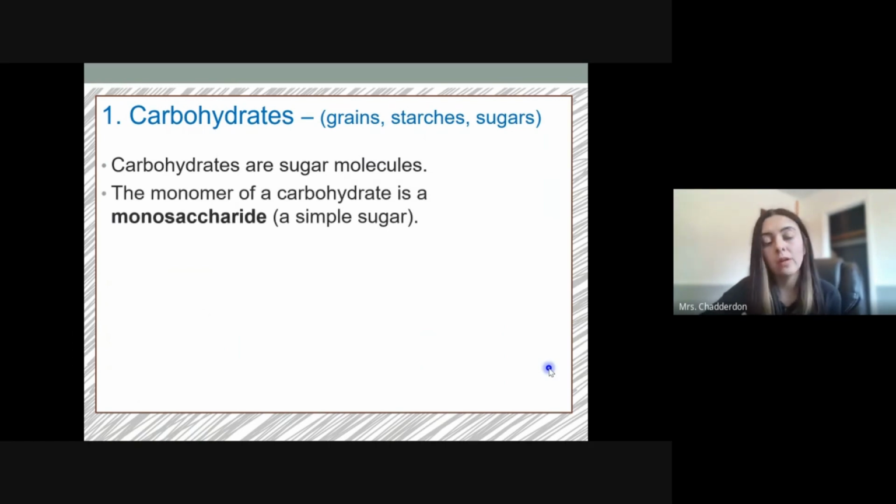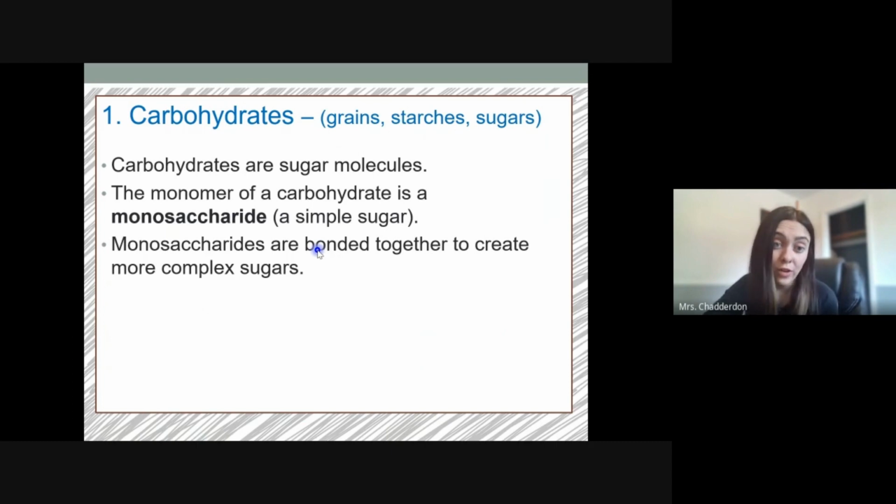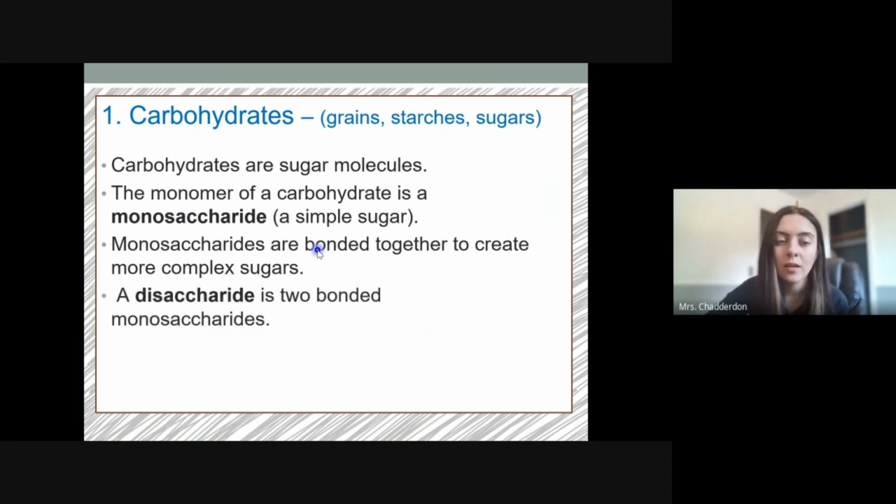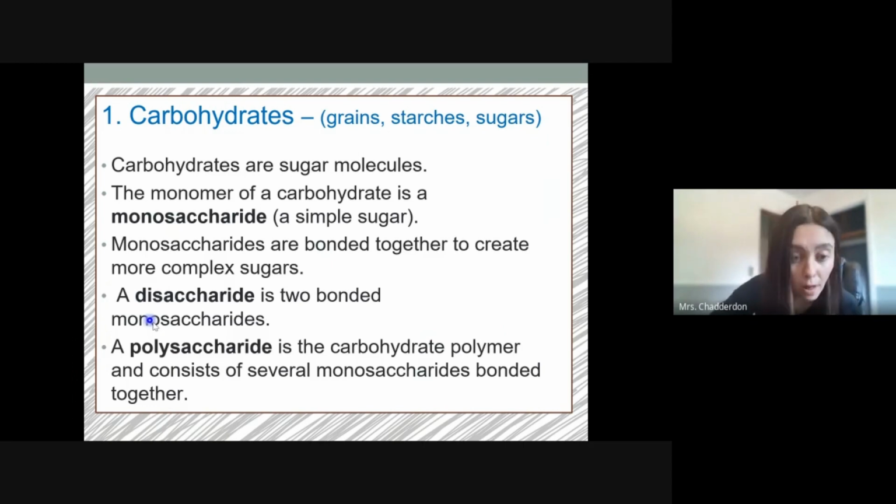So our carbohydrates are sugar molecules. The monomer of a carbohydrate is a monosaccharide. Remember, mono means one. This is a simple sugar. Monosaccharides can bond together to create more complex sugars like disaccharides. Di means two, so that's two bonded monosaccharides. I know, a lot of crazy words here, but stick with me. A polysaccharide is when we have more than two monosaccharides bonded together.